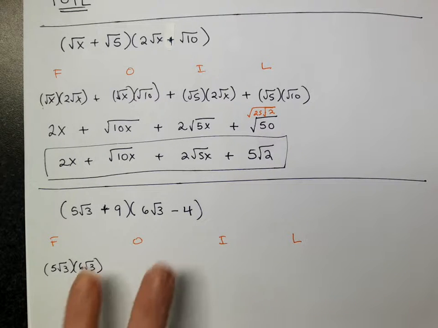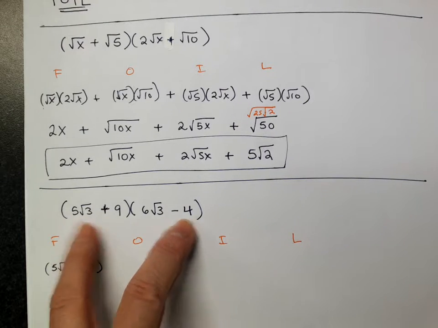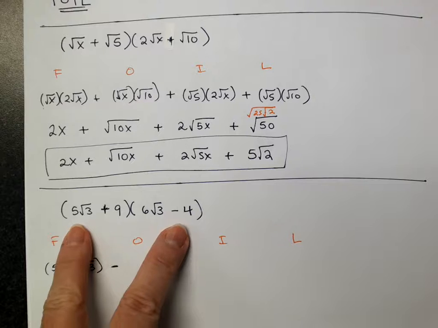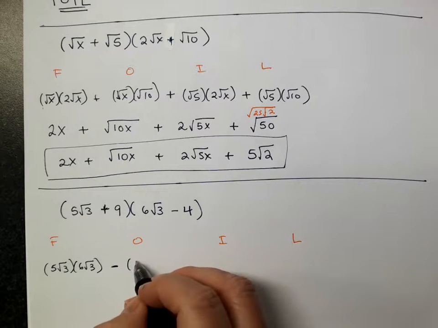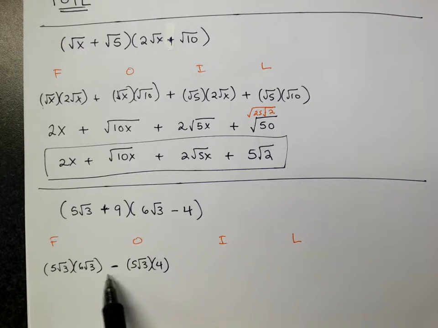This is what I was mentioning that I do with science. For my outside term, I say one's positive, one's negative, which means I write subtraction. But now I just write the terms. I don't put negative 4. I put 5 square root of 3 times 4, because putting the subtraction sign already took care of the sign. That keeps these nice and clean. I'm not worried about what's positive, what's negative.